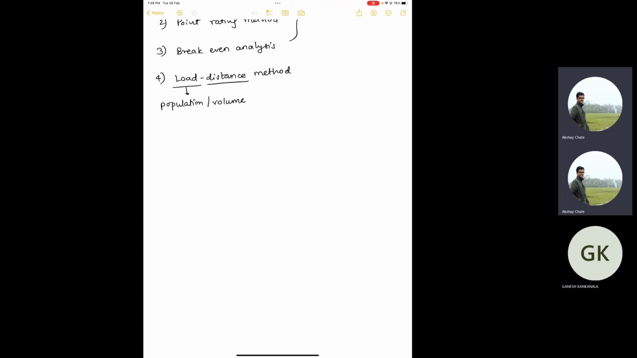I was saying there is one important method, the load distance method, which is important in order to decide the location of a plant, or you can just say optimization of movement of goods between different plants and warehouses. Can you briefly tell me what you understand when I say load distance method?